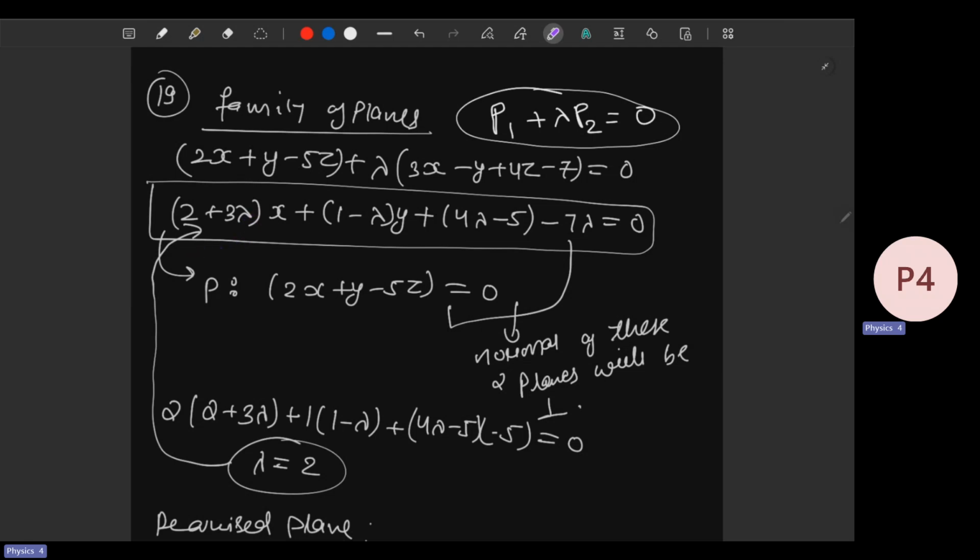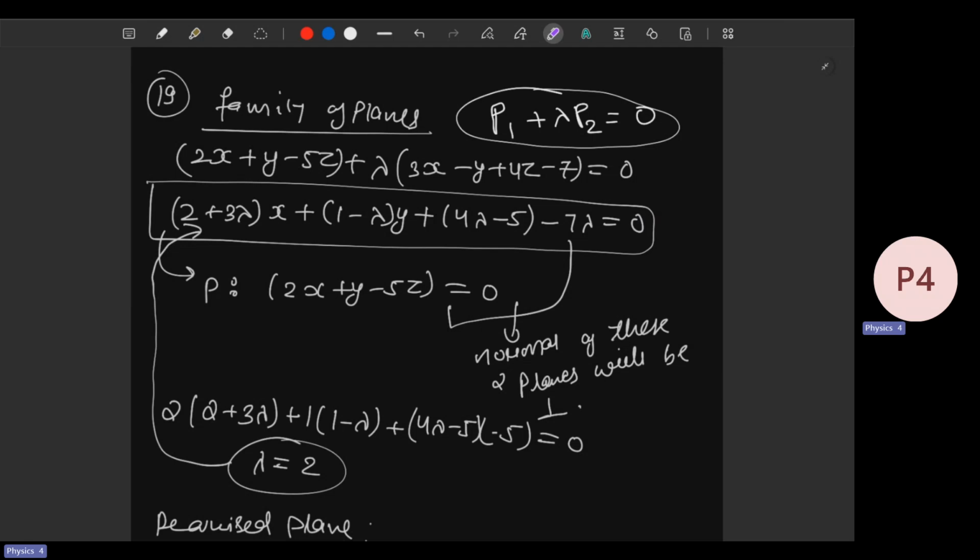From here we got (2 plus 3 lambda)x plus this minus 7 lambda equal to 0. This is the equation of the plane. And they are saying that if the plane is rotated about the plane this by an angle of pi by 2.